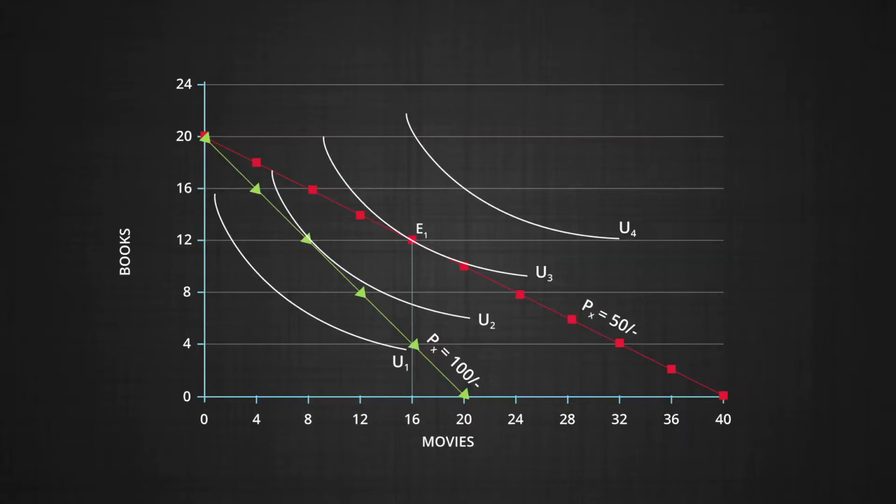His new equilibrium is where his new budget line is tangent to the highest possible indifference curve, and this is at E2. He now consumes only 10 movies and 10 books rather than 16 movies and 12 books that he was consuming earlier. Notice that the number of movies consumed has gone down as the price of movies has gone up.